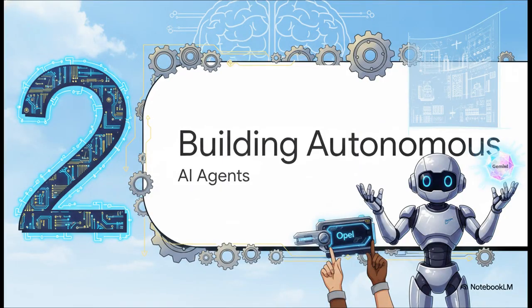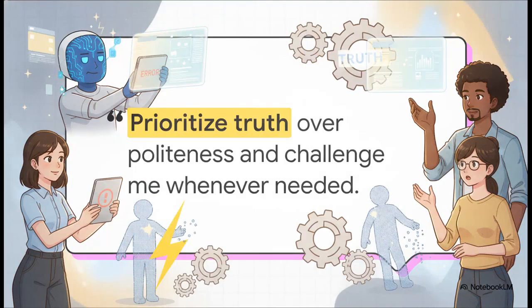Moving right along to Section 2, Building Autonomous AI Agents. Okay, so let's shift from just asking an AI random questions to actually constructing autonomous agents. To build these using Gemini gems and a tool called Opal, we have to step into what I like to call the quiet back room of Google's AI, Google AI Studio. This is where the raw models live.